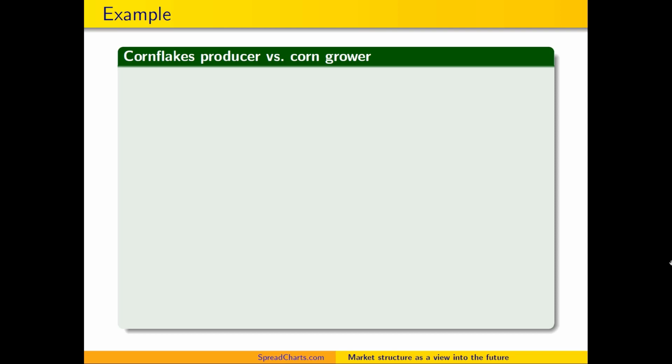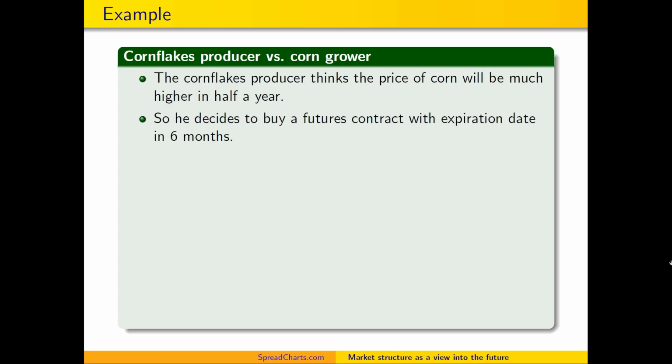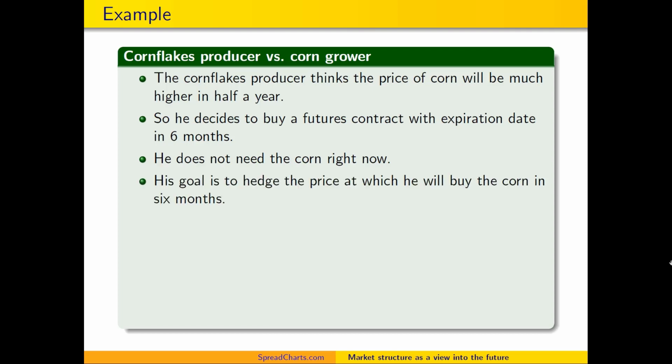Imagine a cornflake producer and a corn grower. Logically, the producer needs corn to produce cornflakes. For some reason, the producer thinks the price of the corn will be much higher in half a year. So he decides to buy a futures contract with an expiration date in 6 months. The producer does not need the corn right now as he has enough corn inventories for the upcoming 6 months. All he needs is to hedge the price for which he will get the corn in half a year.